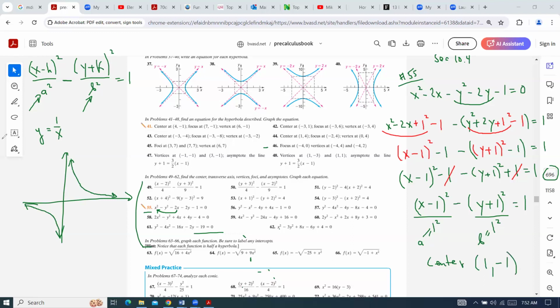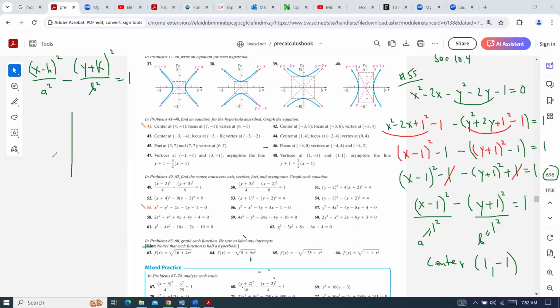And now the question is, how can I graph this hyperbola? Well, the procedure is here. So you have this center, (1, -1).